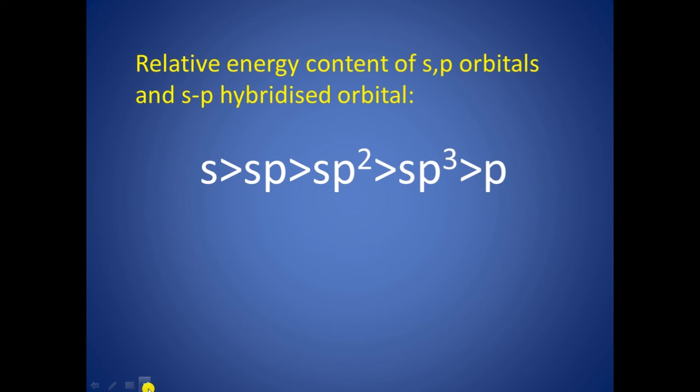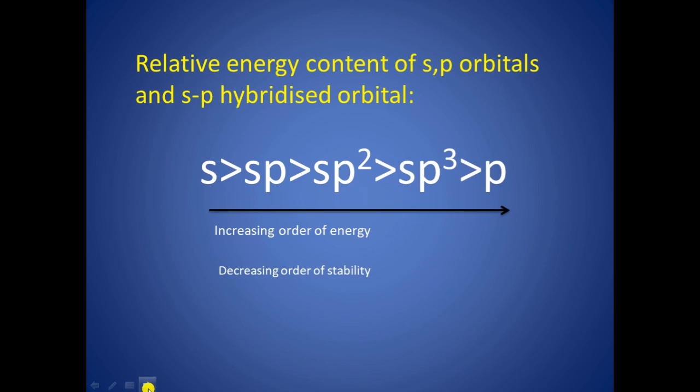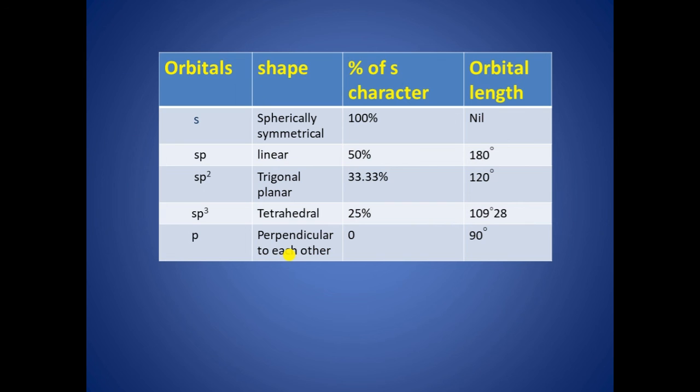Now let me compare the relative energy content of the orbitals and hybridized orbitals. The factor behind this is that the more the s character of the hybrid orbital, the lower is the energy content and the higher is the stability. Previously, I told you the reason behind the greater stability of the s orbital: electrons being close to the nucleus of this orbital, they are very strongly bound to the nucleus. That is why the s orbital is stable and has less energy compared to other orbitals and hybrid orbitals. As the energy increases with decrease in s character, the relative stability decreases with increasing energy.